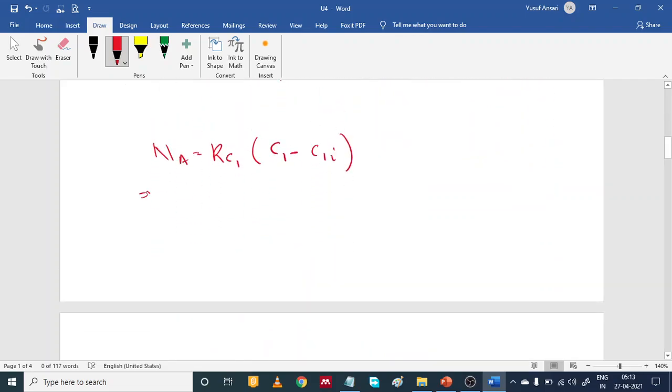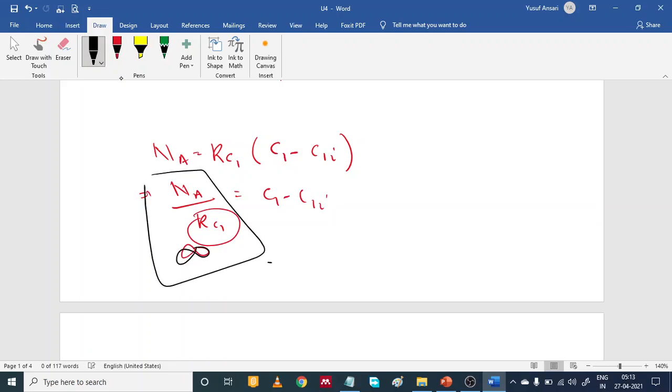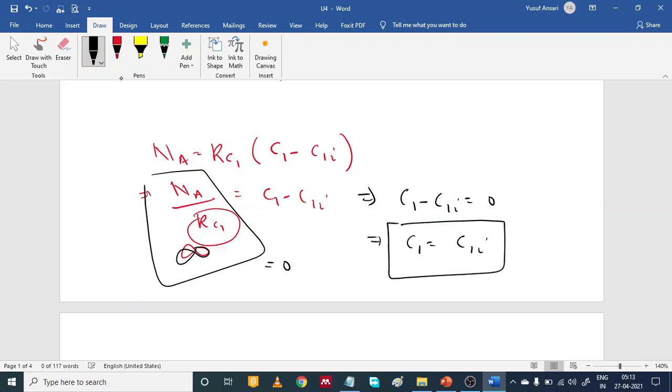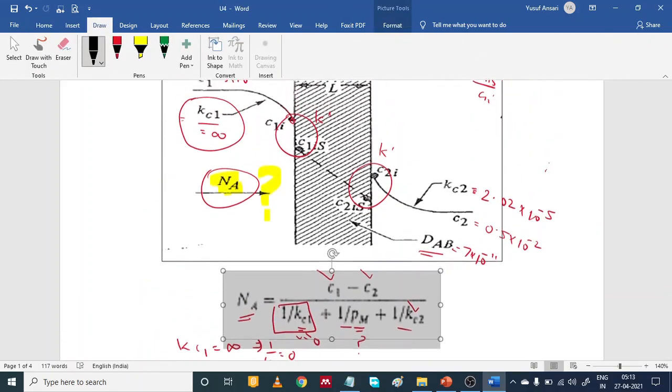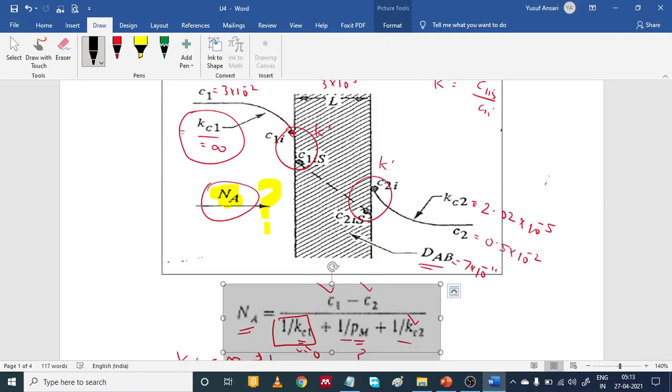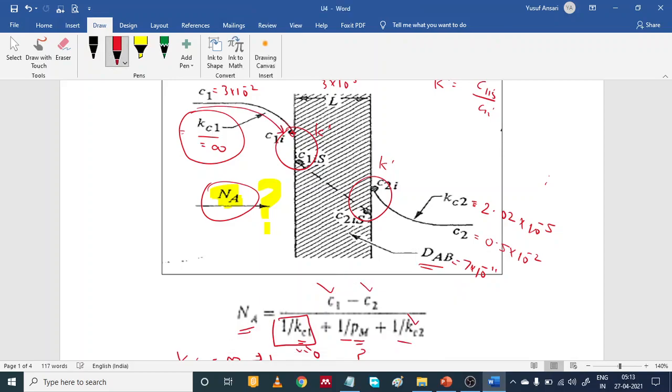So if you divide here, Na upon kc1 is equal to c1 minus c1i. Since this value is infinity, this whole value is equal to 0, which implies that c1 minus c1i is equal to 0, and so c1 is equal to c1i. That is important. It means there is no concentration gradient here, as you can see in the graph. This is a concentration gradient here, but in our case there is no concentration gradient.